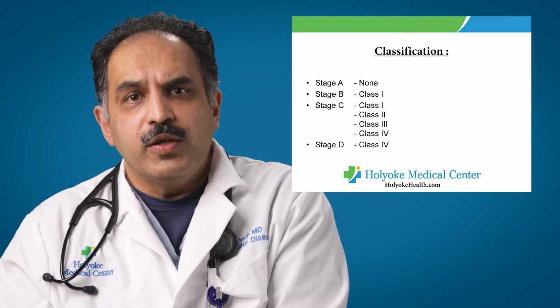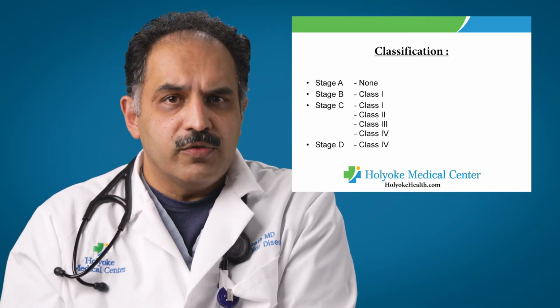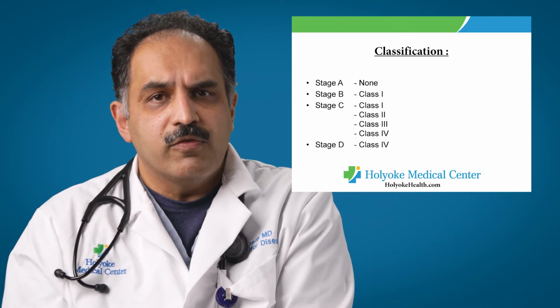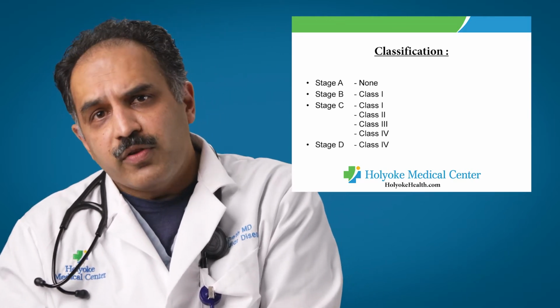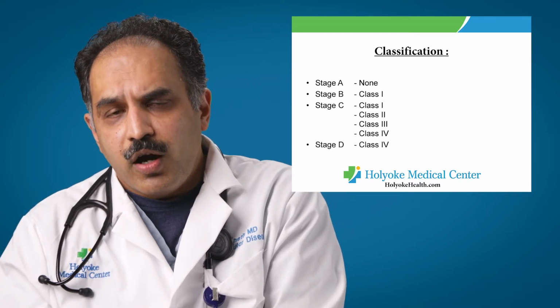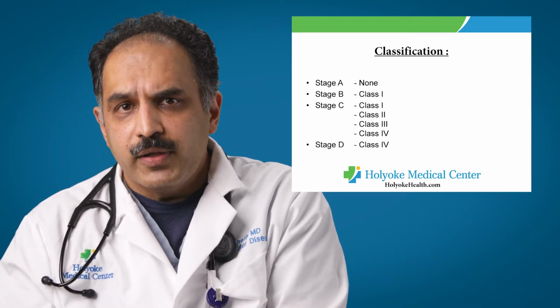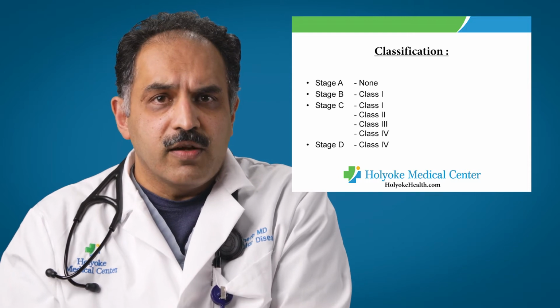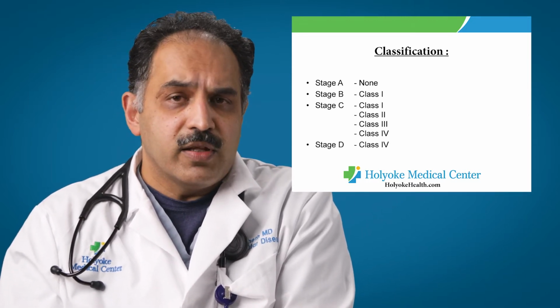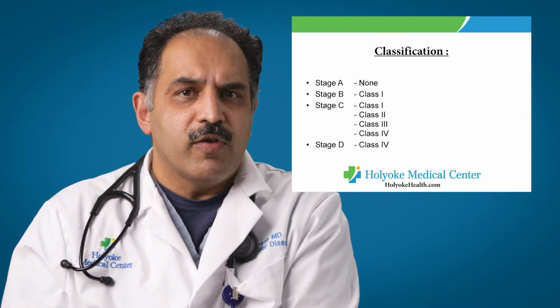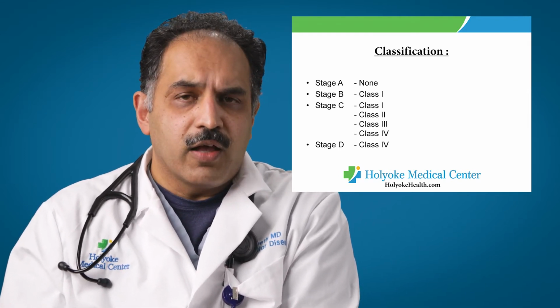Stage B is when you have some kind of structural heart disease but have not yet developed heart failure syndrome or heart failure symptoms. This includes patients having reduced heart pump function, called cardiomyopathy, or significant thickening of the muscle of the heart or a valve disease, but they don't yet have symptoms, and they usually have no restriction to their functional status, and they're considered class 1.